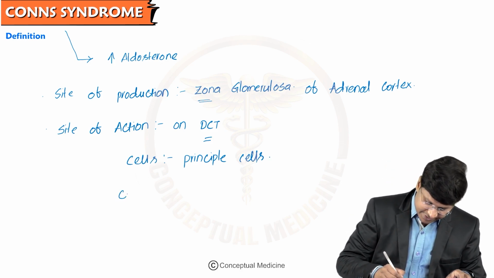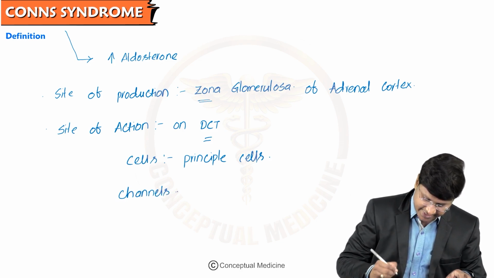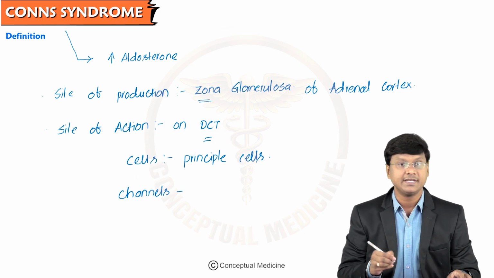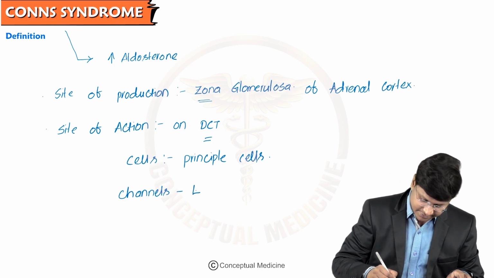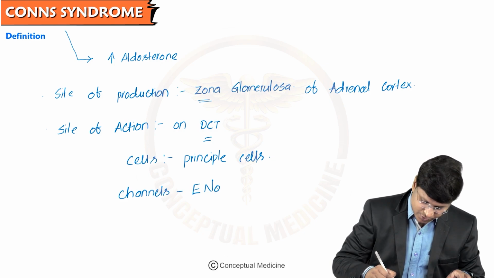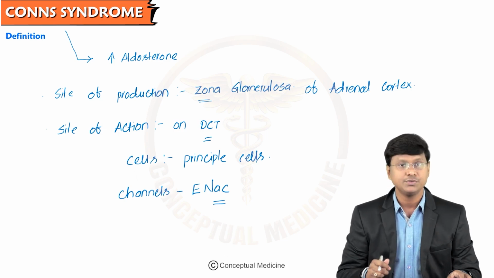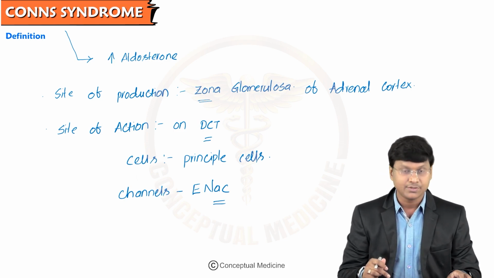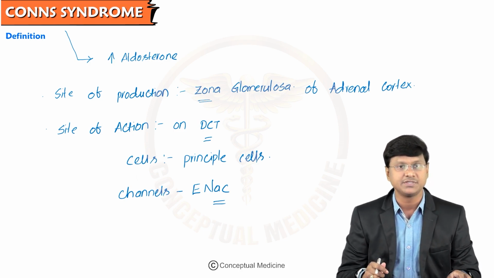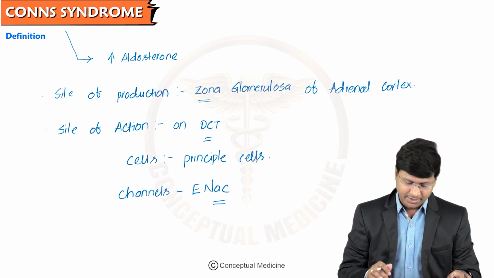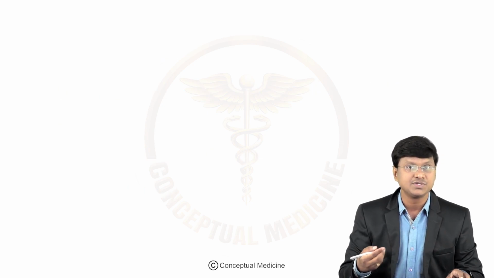Next, you take the channels. On the principal cells, we have the channels, and the name of these channels is epithelial sodium channels. So your aldosterone will act on the epithelial sodium channels of the principal cells which are present within the distal convoluted tubule.